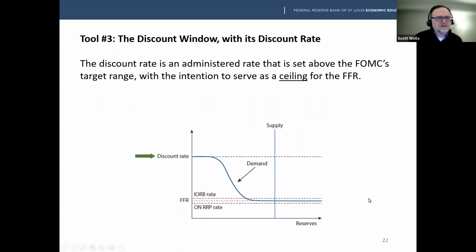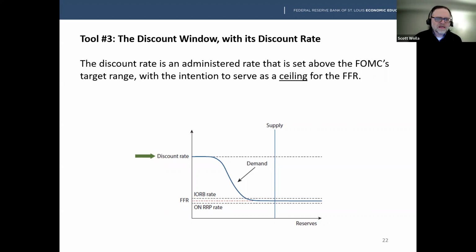The discount rate is a tool from the old toolbox. Remember, the discount rate is when banks need funds, they can go to the Fed and borrow from the Fed through the discount window, which isn't really a window anymore. These are electronic transactions these days. But when they do so, they pay the discount rate.